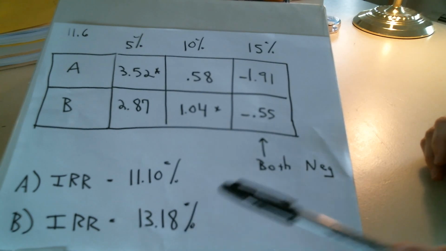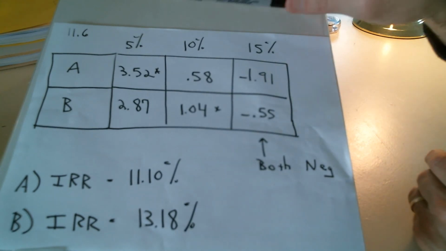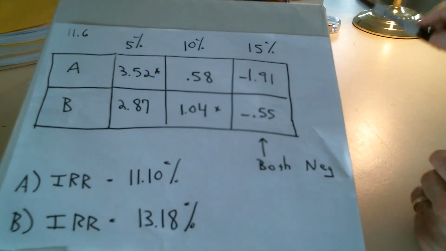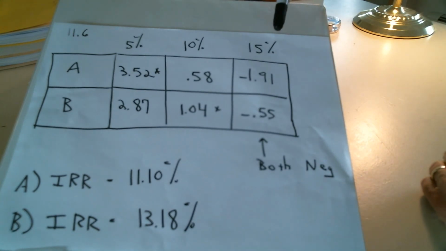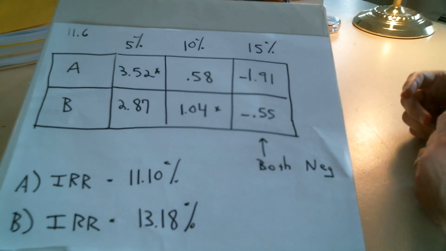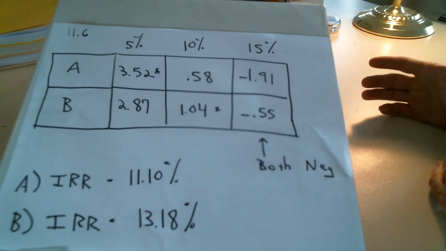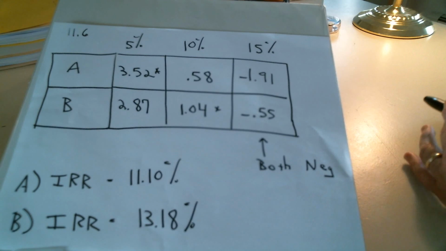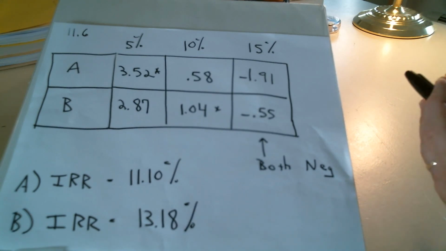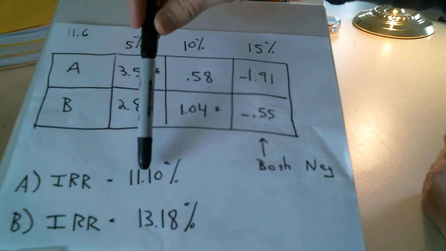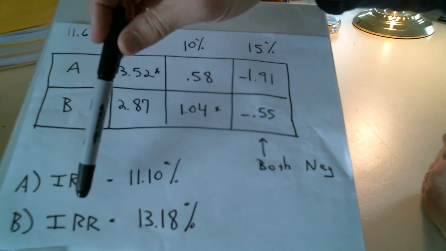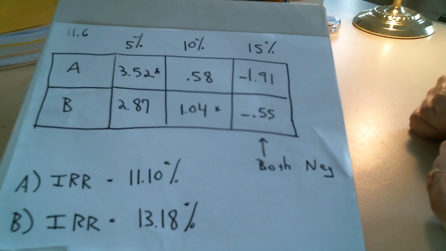Now turning to internal rate, remember the cost of capital does not matter. When you're looking at the internal rate of return, the cost of capital does not come into play. It's simply what you've shelled out, what you've received, and then what that yields, what that generates. So project A had an 11.10% internal rate. Project B had a 13.18%. So obviously, project B would be better.